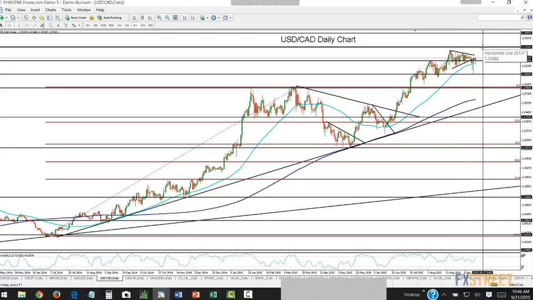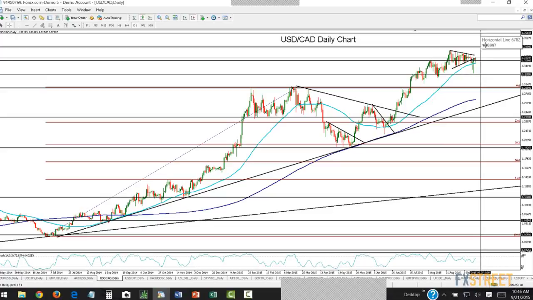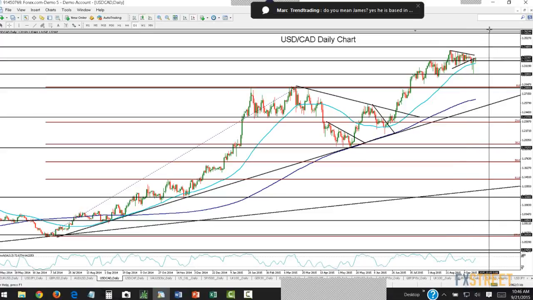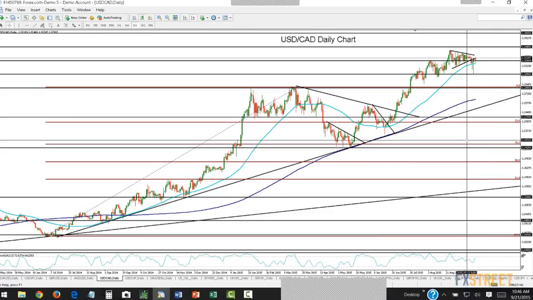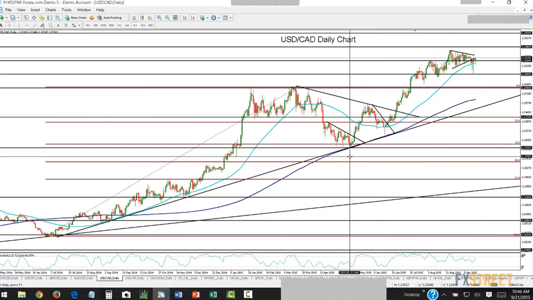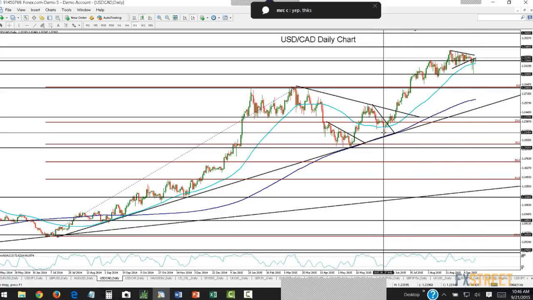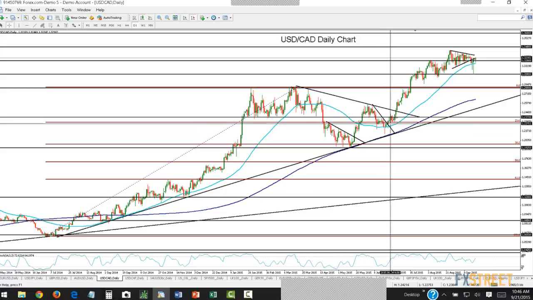I'm looking for 134, which has been my target for quite some time, and from there 136 is a resistance level to the upside. So I'm looking for a further continuation of this long-term uptrend, especially the medium-term uptrend that began in mid-June. This has been very sharp, and it has really corresponded with a strengthening dollar and weakening oil prices.